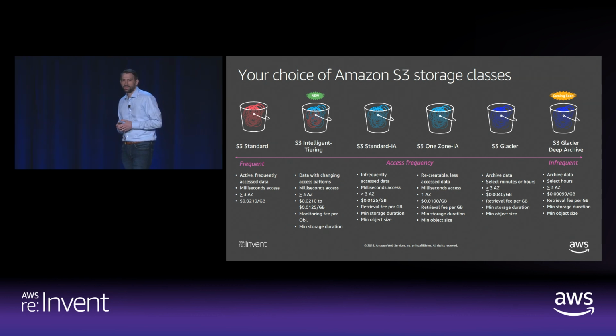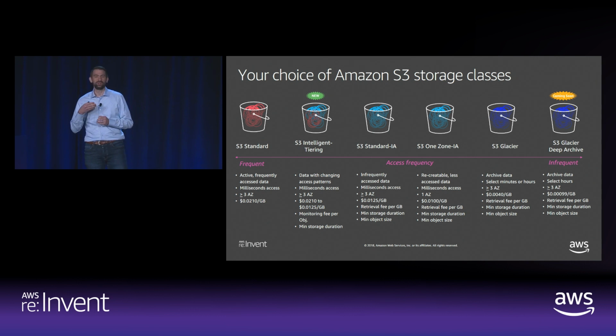And we have 6 of them. S3 Standard is ideal for frequently accessed data, for active data. For example, if you continuously access your data for analytics, for big data workloads, for Hadoop workloads, when you want to access your data a lot on a daily basis, then S3 Standard is ideal. It stores your data in a minimum of 3 availability zones. It has millisecond access, so high performance, high throughput, and has a storage price of about 2.1 cents per GB in IAD.